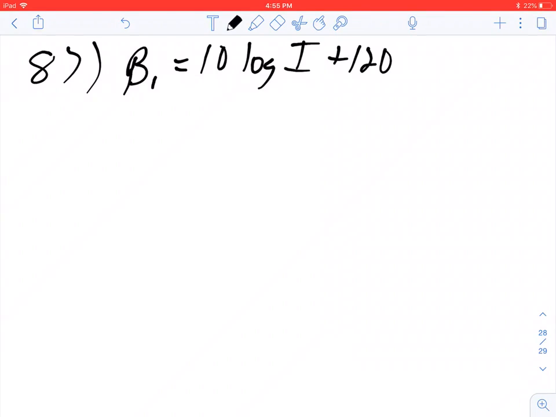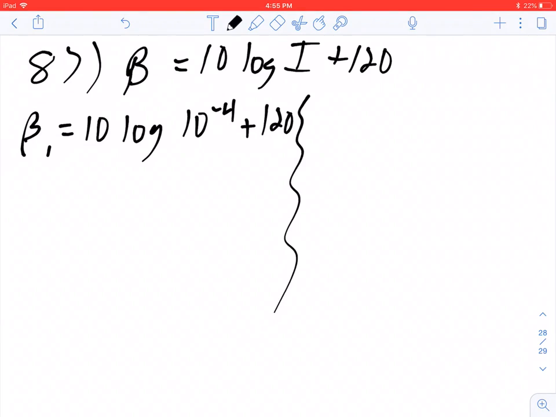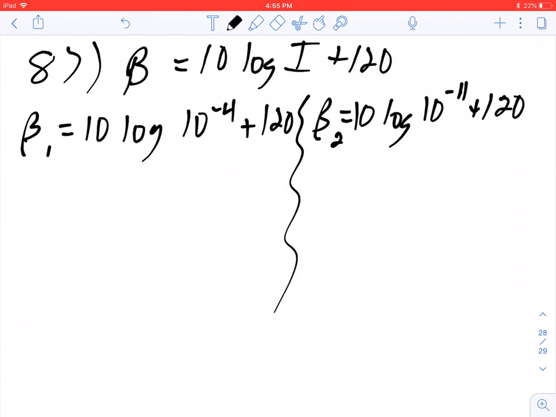So we're going to have two betas, the same as the last problem, and we're going to subtract the same. We'll call this beta 1, and we have 10 log of the first intensity, vacuum, which was 10 to the negative fourth, plus 120. And the second beta, beta sub 2, was 10 log 10 to the negative 11th plus 120. So give me 1 moment to type that in.